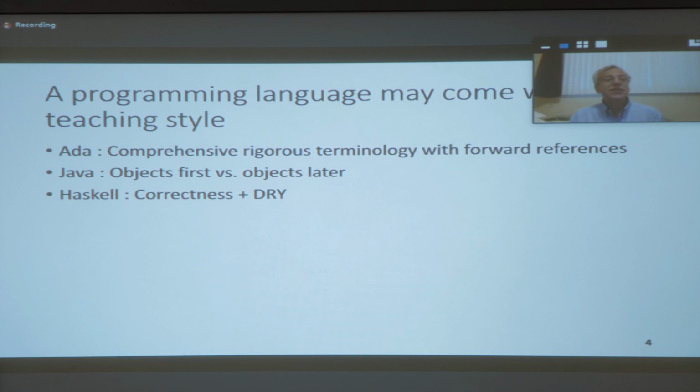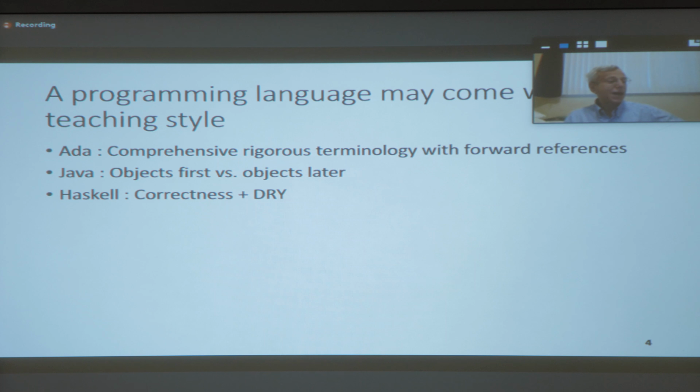When people teach Java, there's also a teaching style that accompanies that. There are actually two teaching styles. There's, do we start by blasting the students with the notion of an object, or do we wait and teach objects and classes later? With Haskell, it seems as if the normal teaching style is correctness.